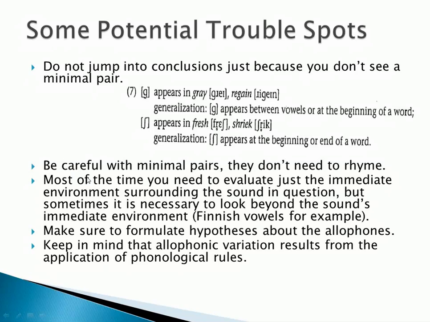A word of caution: be careful with minimal pairs. They don't need to rhyme. Most of the time you need to evaluate just the immediate environment surrounding the sound in question, but sometimes it's necessary to look beyond the sound's immediate environment, okay? Like if I give you a foreign word, like in Finnish vowels, for example, you have to analyze the whole thing. Make sure to formulate hypotheses about the allophones. Keep in mind that allophonic variation results from the application of phonological rules.